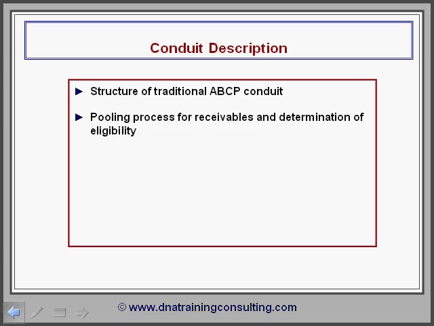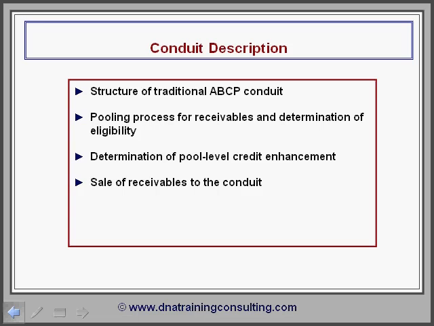We will examine the pooling process of the receivables and the determination of eligibility criteria for their inclusion in the transaction, the determination of the pool level credit enhancement needed to raise the pool credit quality up to the minimum standard required for their inclusion in the conduit, the sale of the receivables to the conduit, the issuance by the conduit of short-term commercial paper to fund its purchase of the receivables, and the measures taken to ensure that the conduit has sufficient access to liquidity in case the short-term funding market refuses to roll over the conduit's debt.